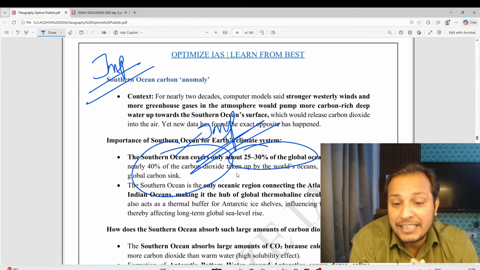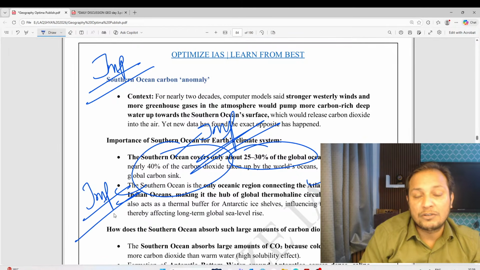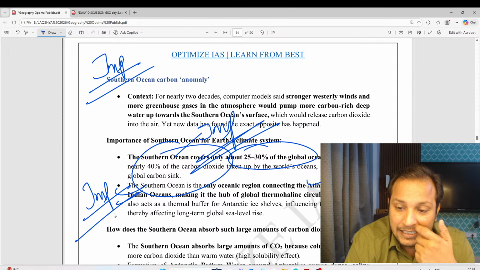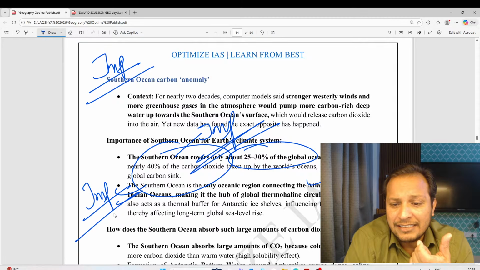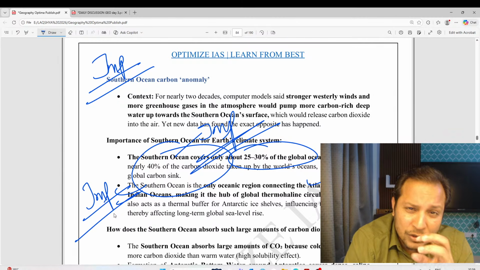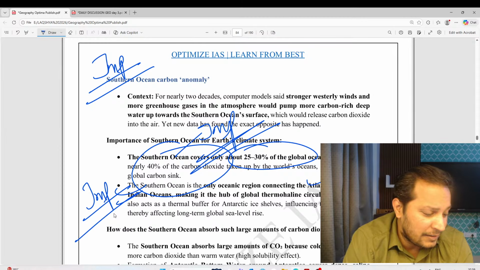So this can be a very important topic. Southern Ocean is the only ocean which connects the Atlantic, Pacific and Indian Ocean. Is this clear, guys? It is very important for the thermohaline circulation. So please do look into Southern Ocean. There may be a question from Southern Ocean this year.